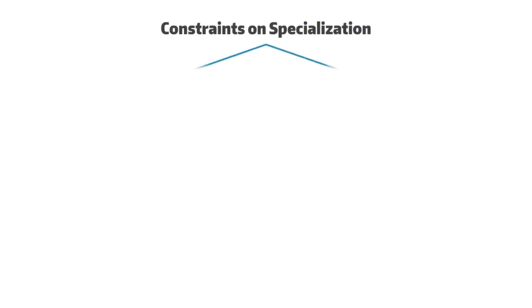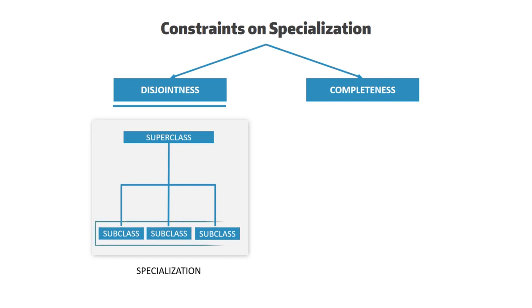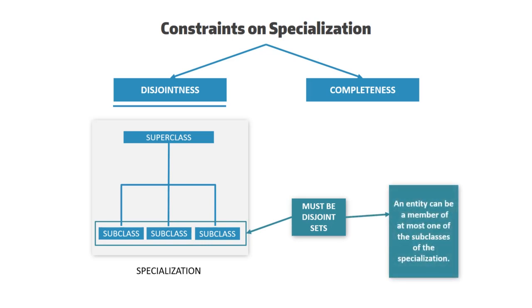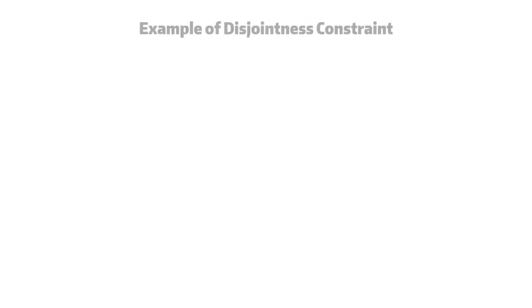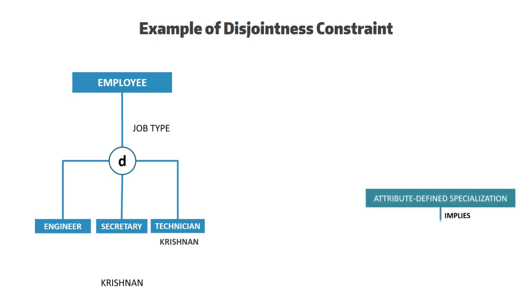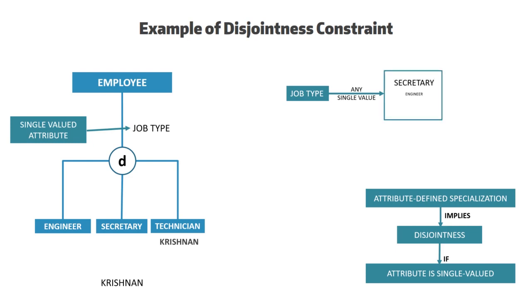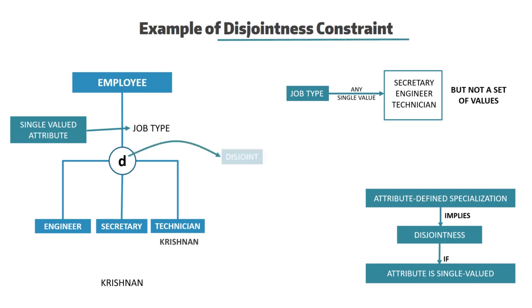Two other types of constraints that may apply to specialization are disjointness and completeness. Disjointness specifies that the subclasses of the specialization must be disjoint sets. That is, an entity can be a member of at most one of the subclasses of the specialization. For example, an employee can only be a member of any one of the subclasses secretary or engineer or technician. The attribute-defined specialization implies a disjointness constraint if the attribute used to define the condition is single-valued. For example, the attribute job type is a single-valued attribute because a job type attribute value can be any single value from secretary, engineer, technician, but not a set of values. So there is a disjointness constraint. The D in the circle denotes disjoint.